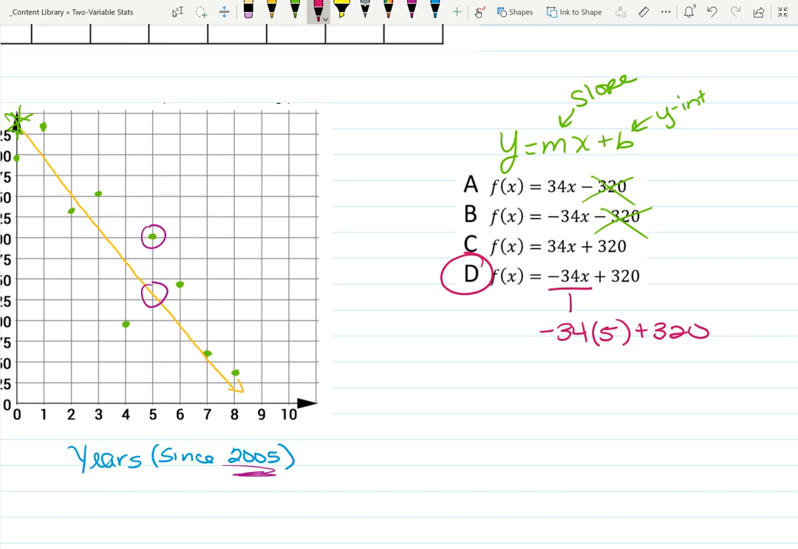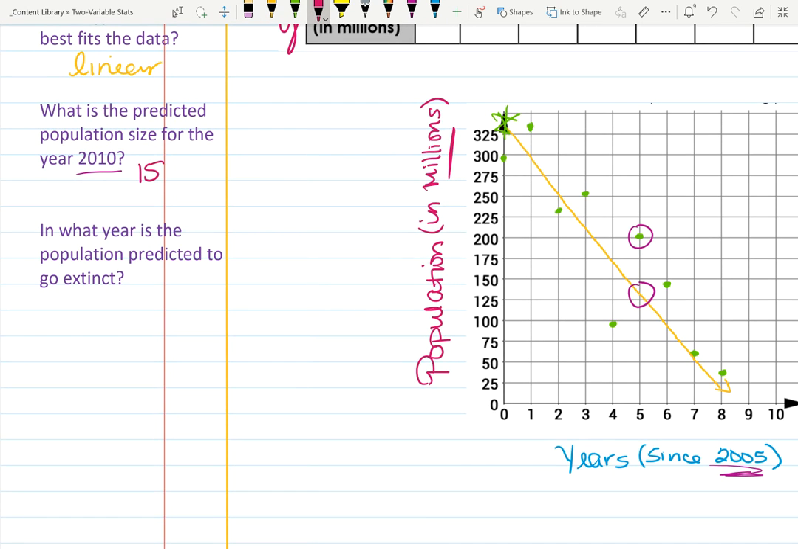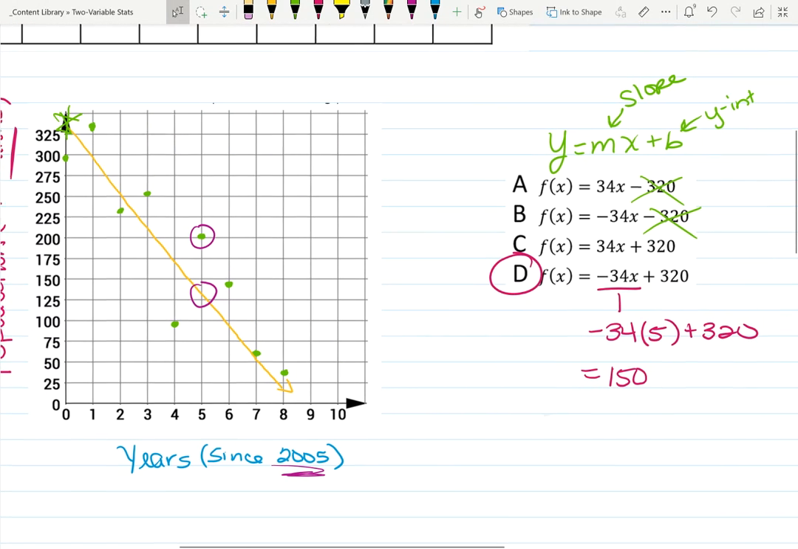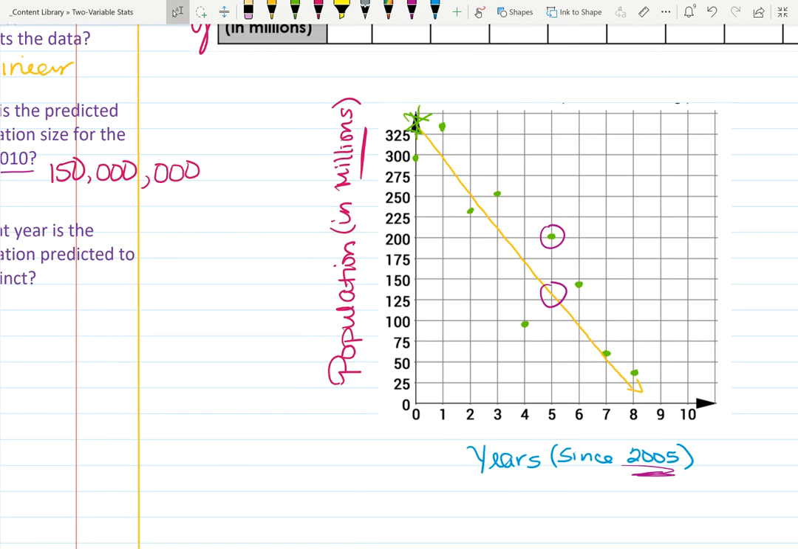Sorry, I'm looking for my calculator. So 170. All right, so 150 is our predicted population size. But is it 150? No, 150 million. That's a lot of zeros. So our predicted value, using that regression equation, was 150. The actual was 200. So our prediction was a little low that year, but overall it should kind of average out.